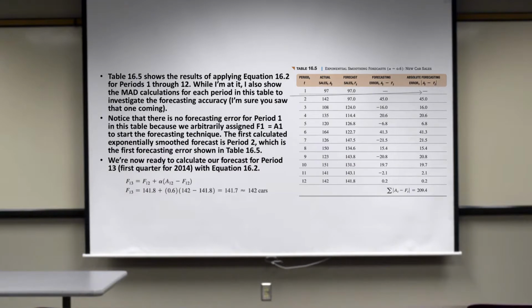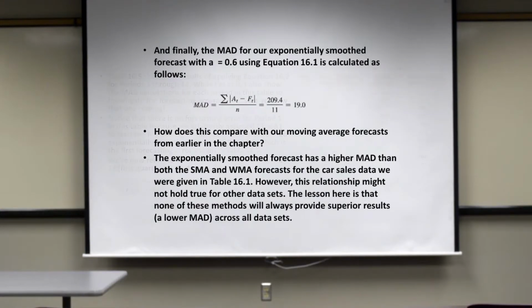We are now ready to calculate our forecast for period 13, the first quarter of 2014, with equation 16.2. The forecast for period 13 is equal to 142 cars. And finally, the MAD for our exponentially smoothed forecast with alpha equal to 0.6, using equation 16.1, is calculated as follows. MAD equals the summation of the absolute value of At minus Ft divided by n, which equals 19.